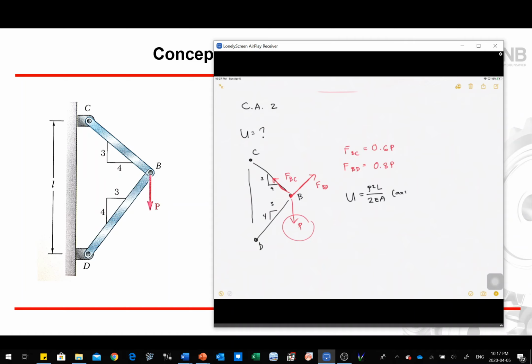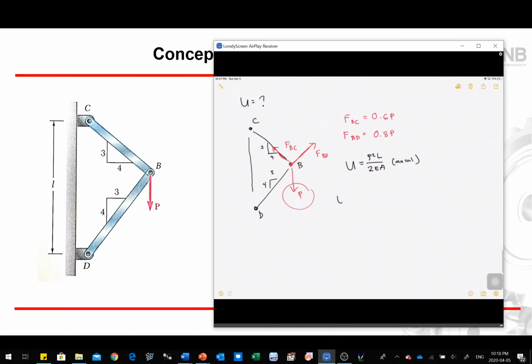So for axial loading, in this system you have two sections, section BC and section DB, which means I could split my U as equal to FBC squared times length BC, divided by 2EA, plus FBD squared times LBD divided by 2EA.